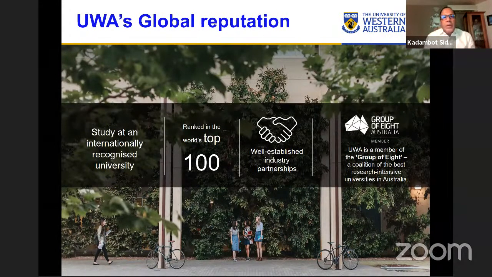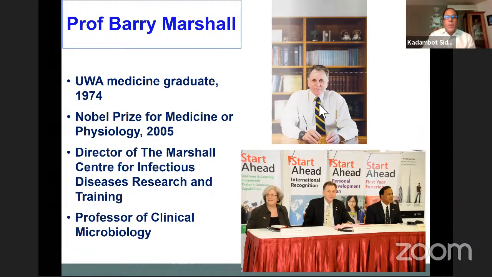Now, the other point is Professor Barry Marshall, who is shown here in the picture. He got the Nobel Prize in 2005. That is quite an important thing for a university. And he is the man who said that stomach ulcer is caused by Helicobacter pylori, not by stress. So no one believed him.